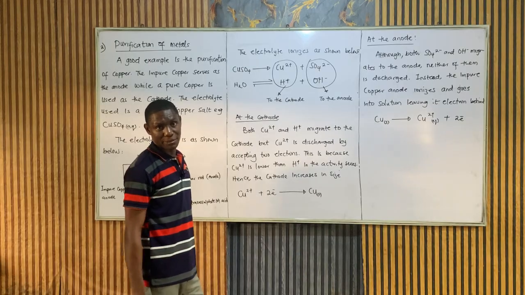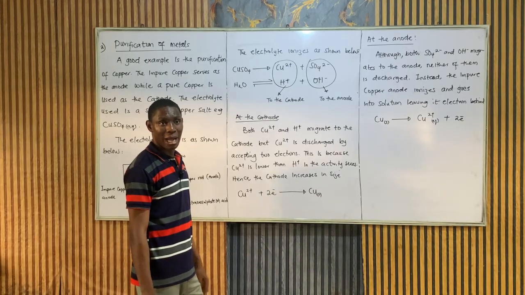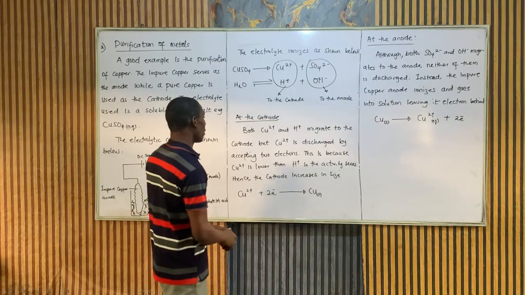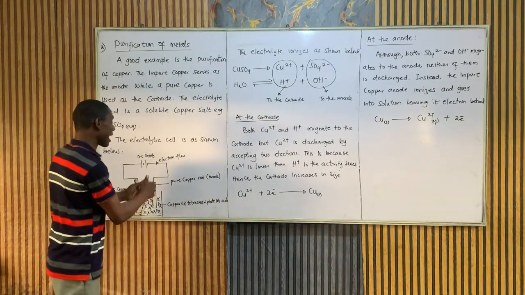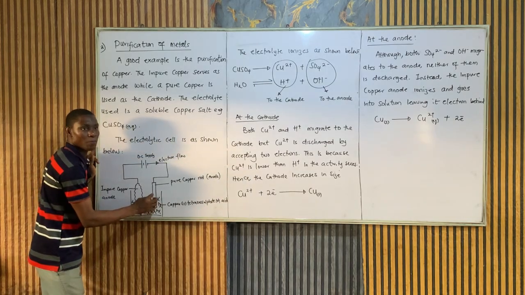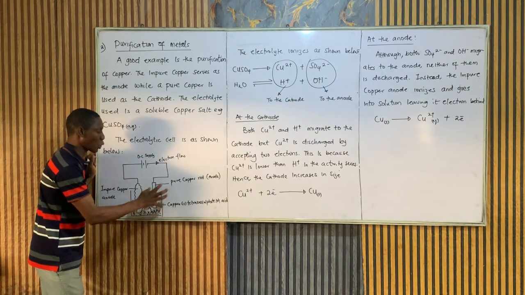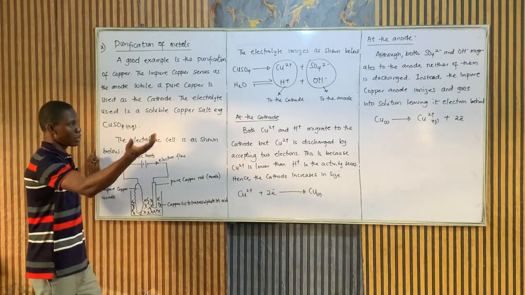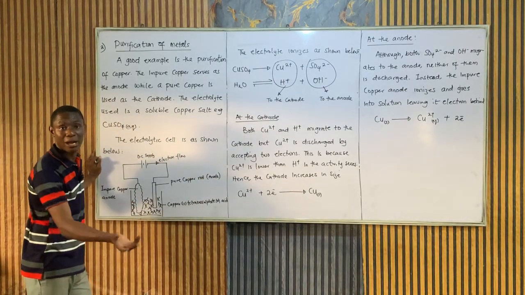But copper is discharged because it is the ion that is lower between copper and hydrogen in the activity series. So copper is discharged. So at the cathode, copper is discharged. So this small copper you bought in the market now gets bigger and bigger because copper is deposited on it. Eventually, if you want to sell, you are not selling what you bought, you are selling a bigger copper.